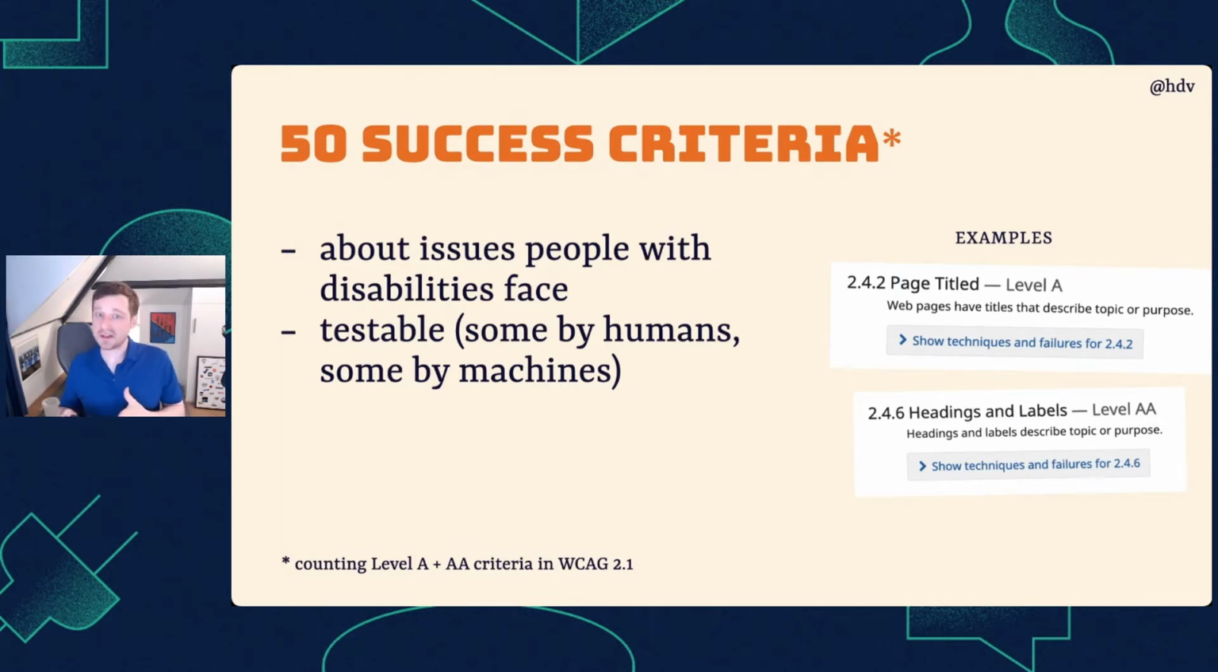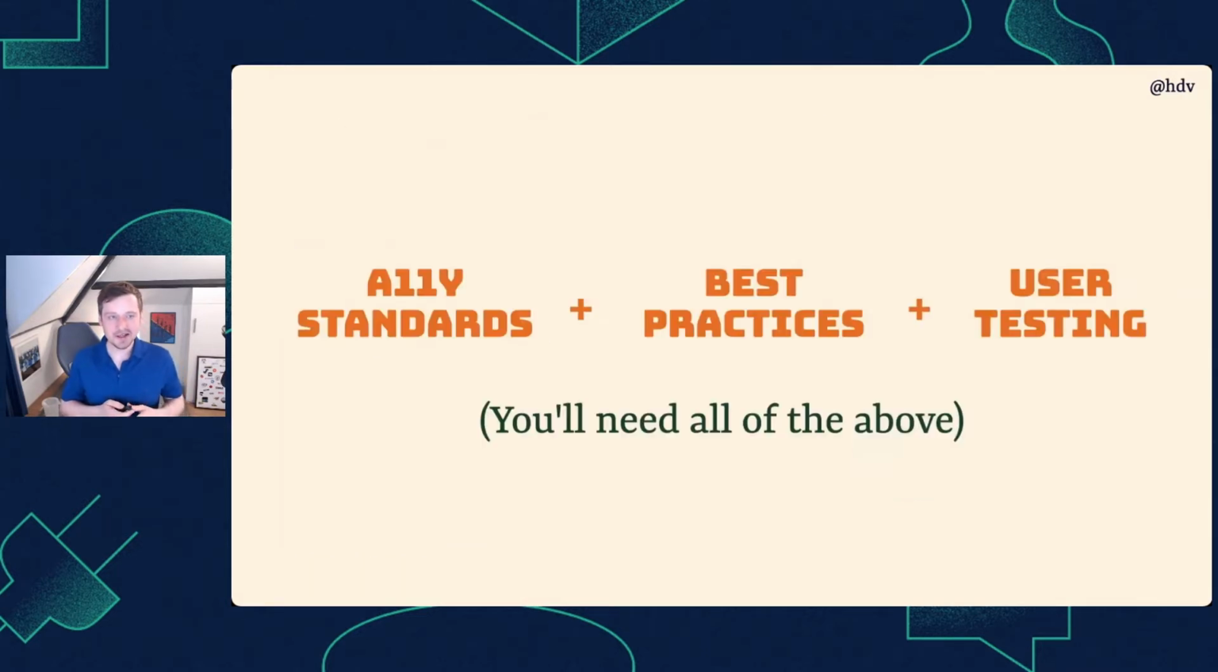So there are 50 things that are all about issues that people with disabilities have with websites, like barriers that they might face. And they are testable, sometimes by humans, sometimes by machines. That's what they've all been designed like. So each of the 50 criteria will meet those criteria themselves. So yeah, accessibility standards, best practices, and user testing are what you'll need to do accessibility.